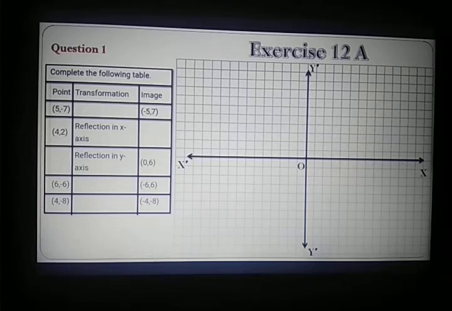Next, (0, 6) is there. (0, 6) is the image of one point. Now you are reflecting that point in the y-axis, so this is the y-axis, and let me draw its image first.